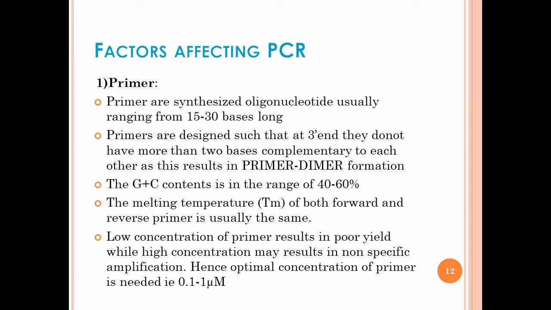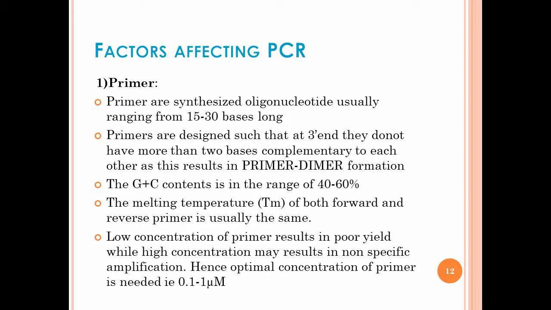Factors affecting PCR. Number 1. Primer. Primers are synthesized oligonucleotides usually ranging from 15 to 30 bases long. Primers are designed such that at the 3' end they do not have more than 2 bases complementary to each other, as this results in primer-dimer formation. The G+C content is in the range of 40 to 60%.